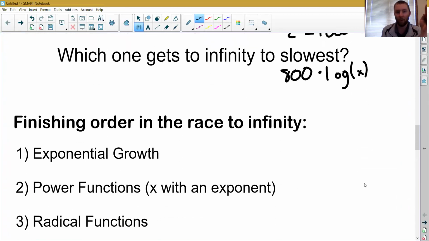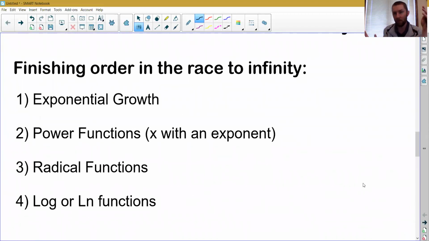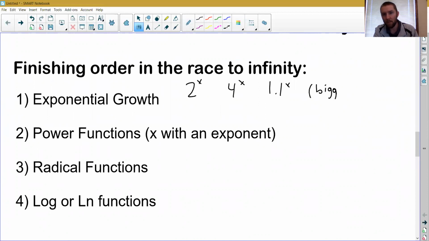So the finishing order in the race to infinity generally, outside of number 3, but just in general, write this down in your notes, please. The winners of the race to infinity, the ones that get there the fastest, are the exponential growth functions, for example, 2 to the x, or 4 to the x, etc. Or obviously we had 1.1 to the x. One thing to note here, the bigger base wins among the exponential growth functions.